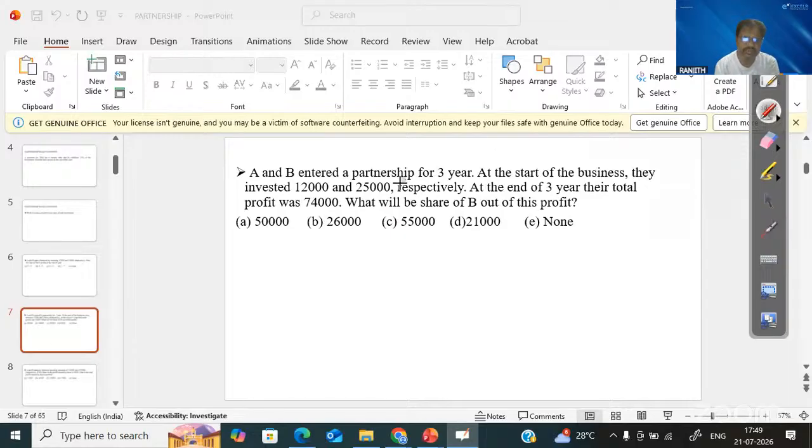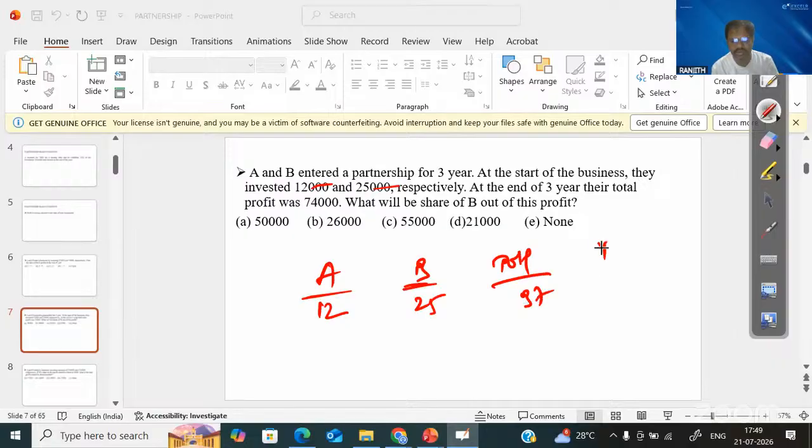So what is the investment of A and B? Investment of A and B, where the three zeros are cancelled: investment of A equals 12, investment of B equals 25. So total investment equals 37 and total profit equals 74,000. Cancelling the three zeros, here 37 and 74.